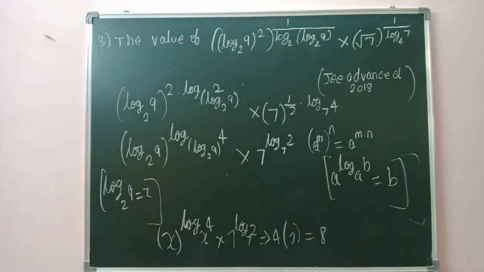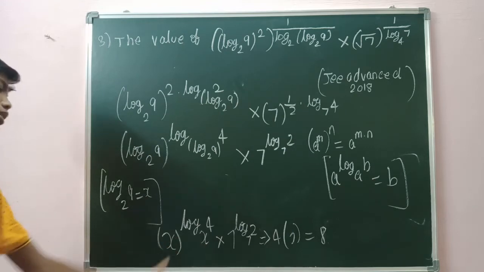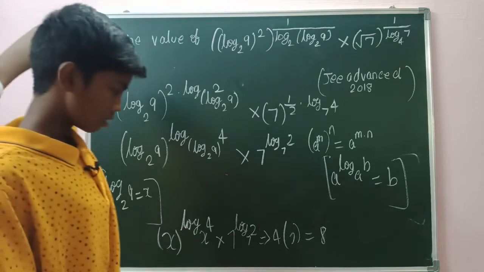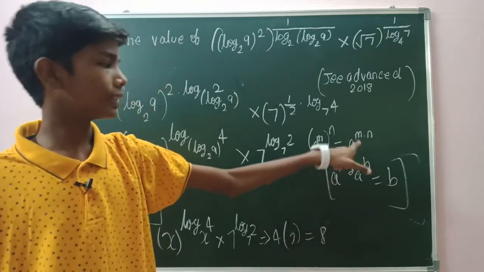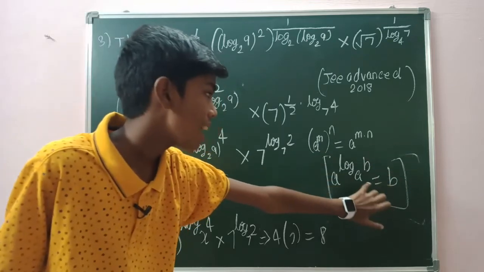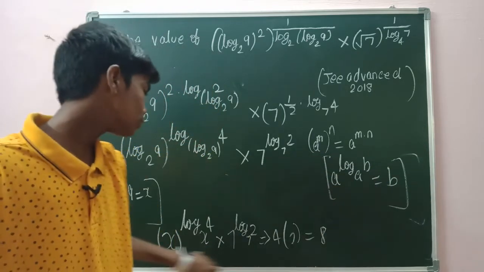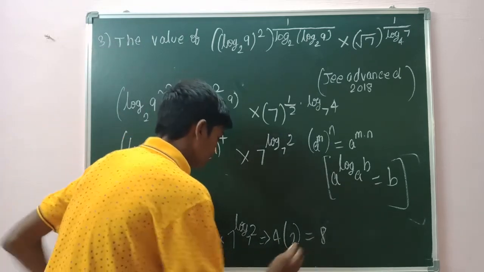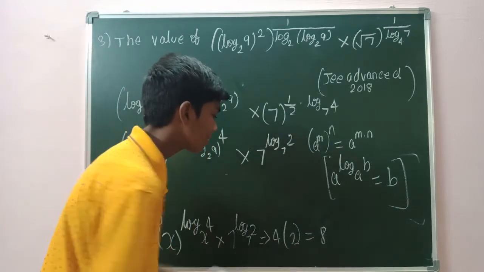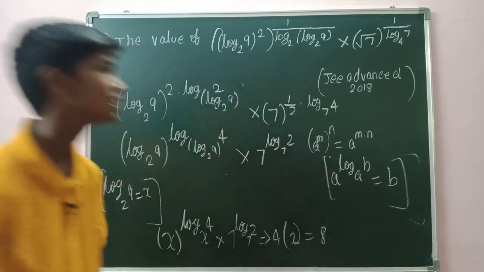So what I did is just to use this property. When I took log to the base 2 of 9 as x, therefore you get x power log to the base x of 4 into 7 power log to the base 7 of 2. Therefore, using this property, a power log to the base a of b is b, where this a and this a are same. Hence this x and this x are same. Therefore I can write this 4 into this 7 and this 7 are same. Therefore I can write this 4 into 2, that is your 8, and that's the answer for the question.